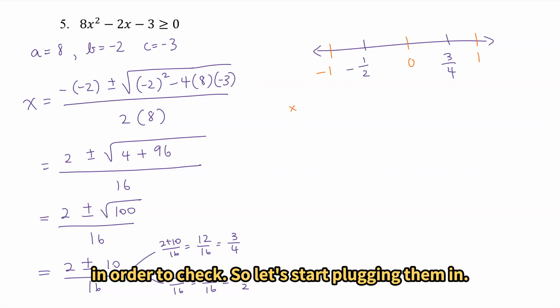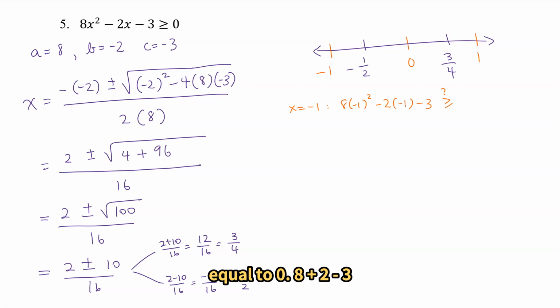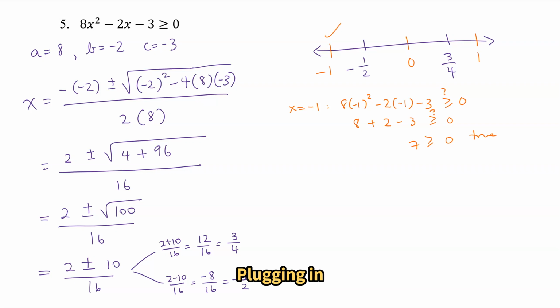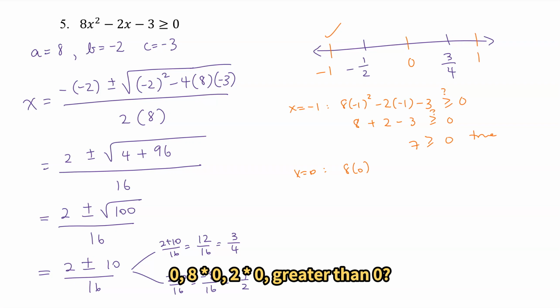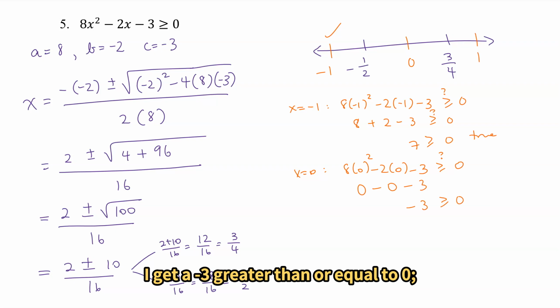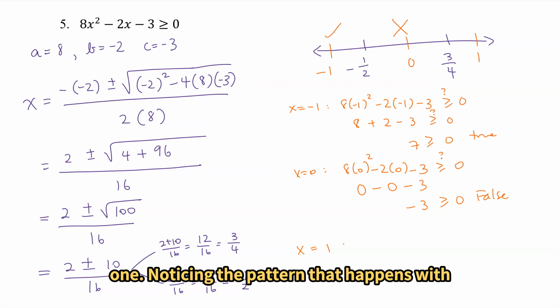So let's start plugging them in. If x is -1, 8 times -1 squared minus 2 times -1 minus 3, is that greater than or equal to 0? 8 plus 2 minus 3, 10 minus 3 is 7. Yes. Plugging in 0: 8 times 0 squared minus 2 times 0 minus 3, greater than or equal to 0? 0 minus 0 minus 3, I get a -3 greater than or equal to 0. This is false.